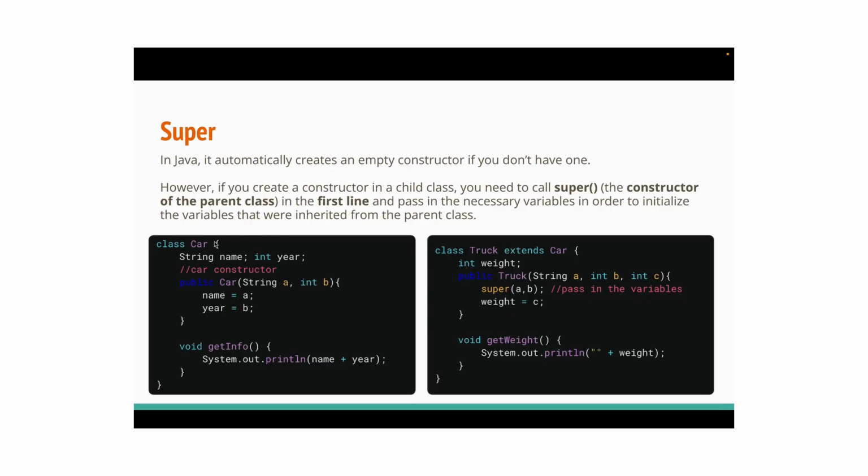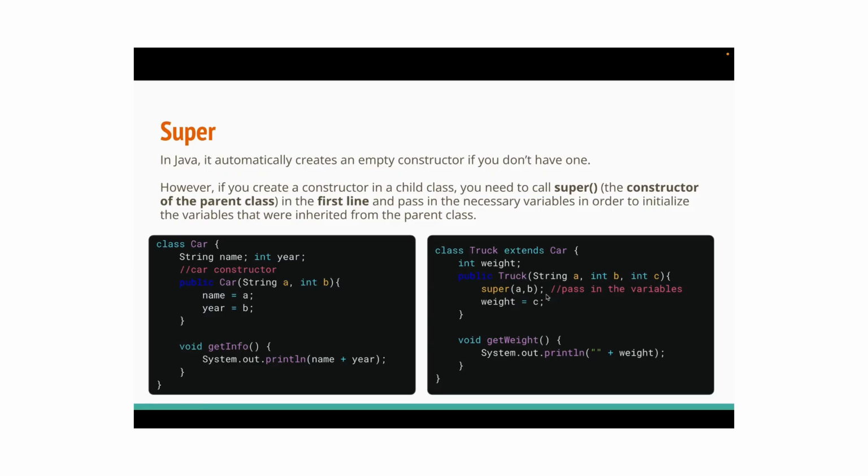So let's go through this example. Once again, we have class Car, and then we have class Truck. Right here we have a Car constructor that takes String A and int B and assigns them to the name and the year. Next we have Truck, which inherits name and year and also adds int weight. So in this constructor, we're going to take in String A, int B, and int C. Since we want to initialize name and year, but name and year weren't actually defined in this Truck class, we're going to have to call super in order to initialize those inherited variables.